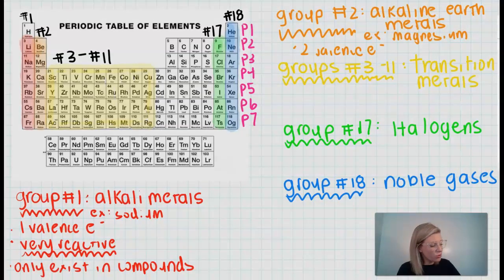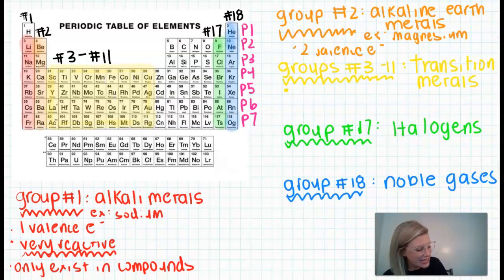Now, groups 3 through 11 are some of my favorite. These are called transition metals. Now, what's really, really cool about transition metals is anytime you see those really beautiful colored solutions in lab, those are specifically made with transition metals. So, for example, if you take sodium chloride or NaCl and dissolve it in water, it's going to be clear. There is no color to that. Why? Because sodium is an alkali metal. It's not a transition metal. Those transition metals are the only ones that form those colored compounds.